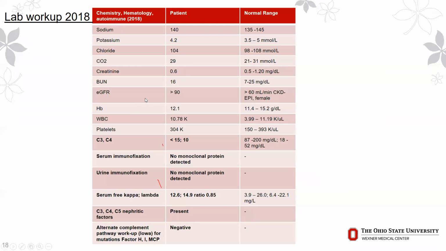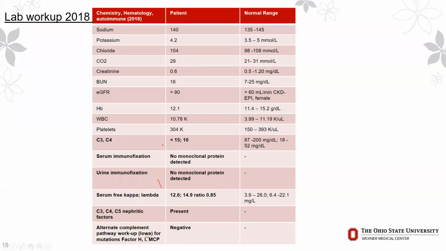Some lab work was also done. Her electrolytes were fine. Her renal function was still normal. She still had very low C3 and C4. She does not have any evidence of monoclonal gammopathy. Her immunofixations were negative. Her kappa lambda ratio was also within normal limits, but she was found to have nephritic factors, C3, C5 nephritic factors.